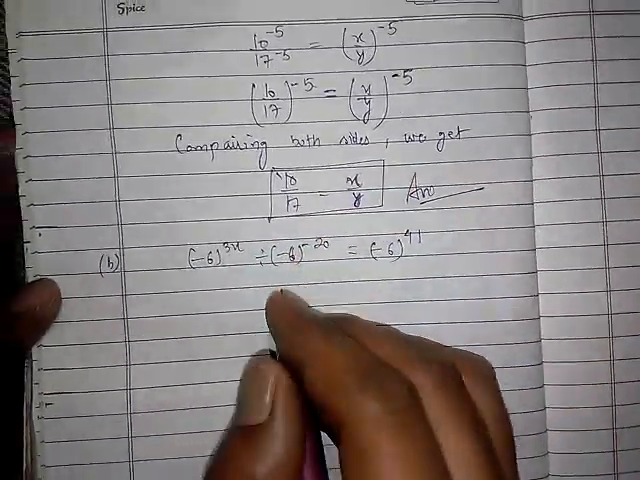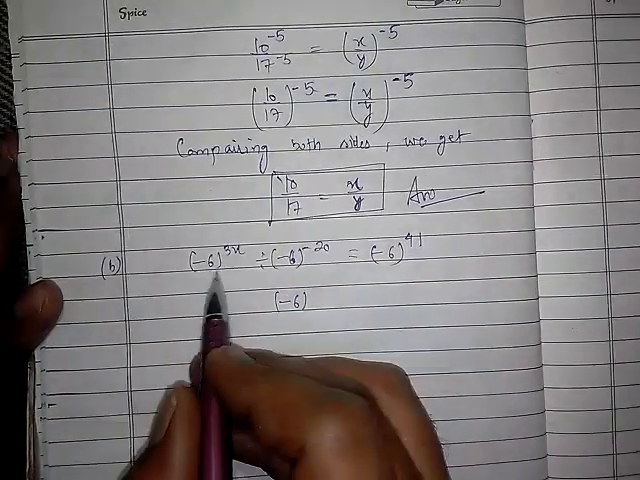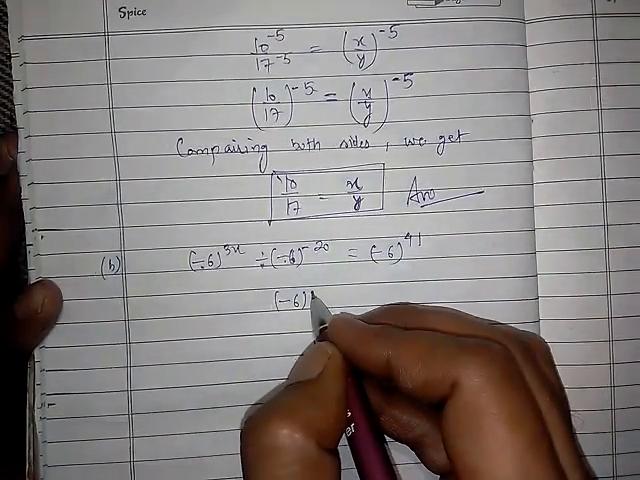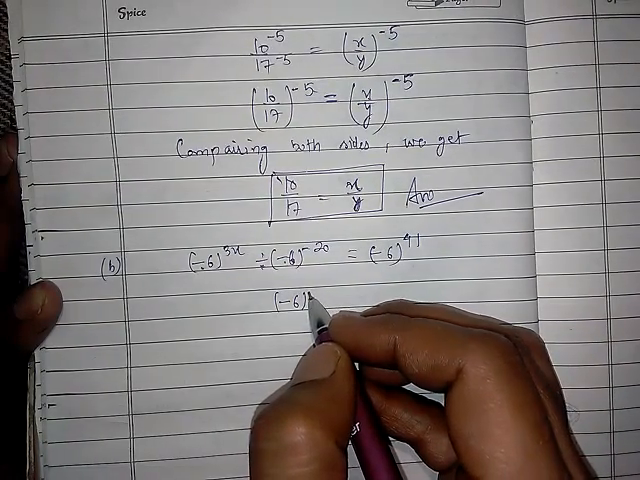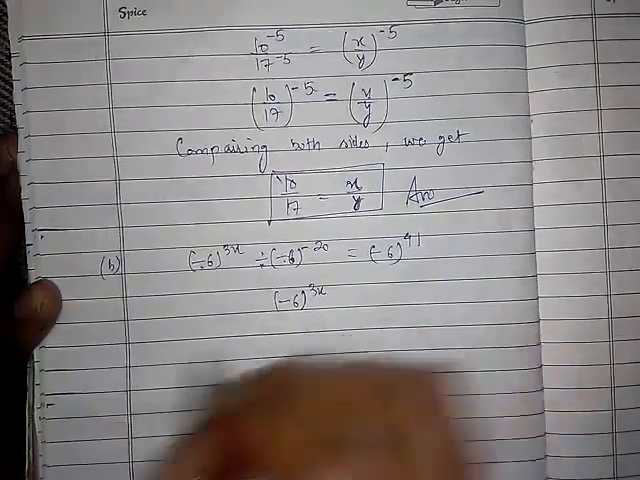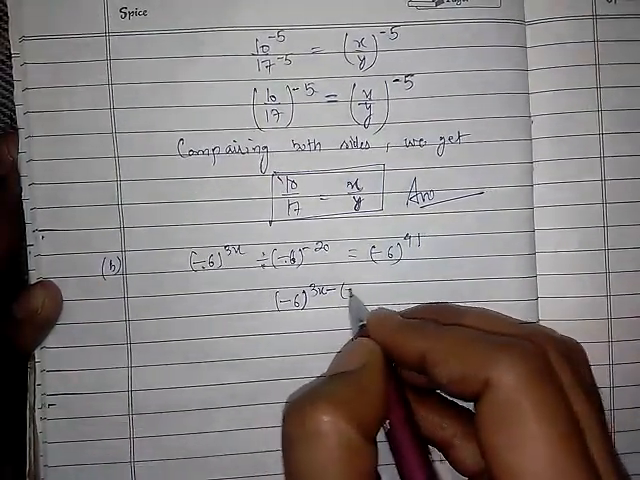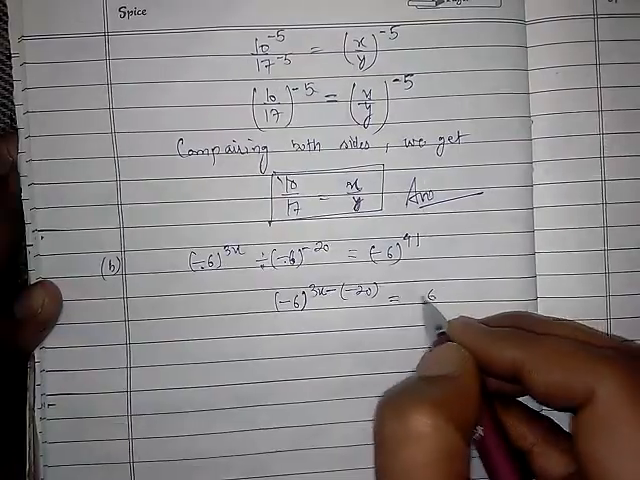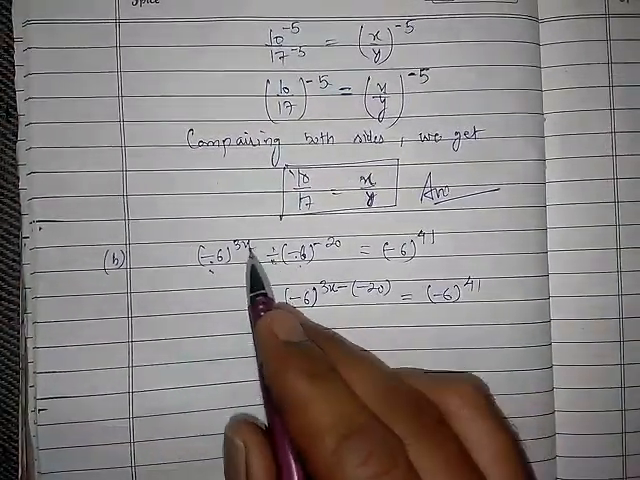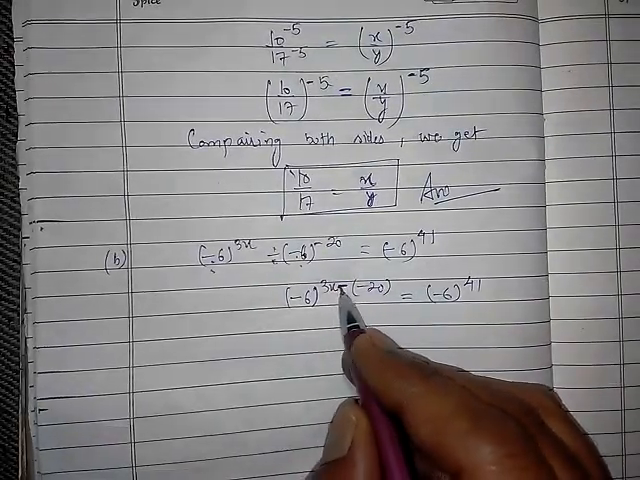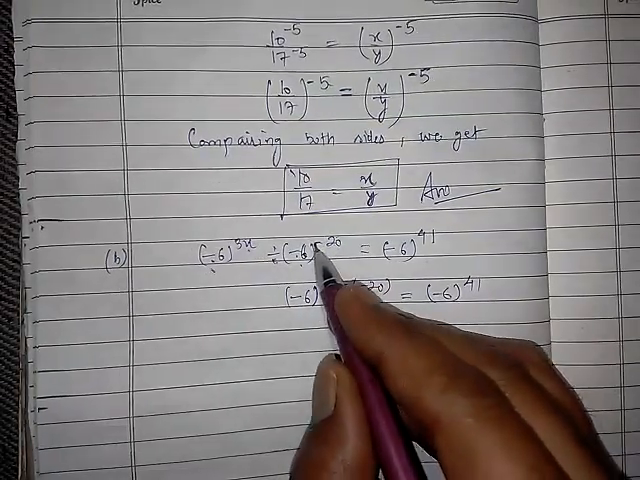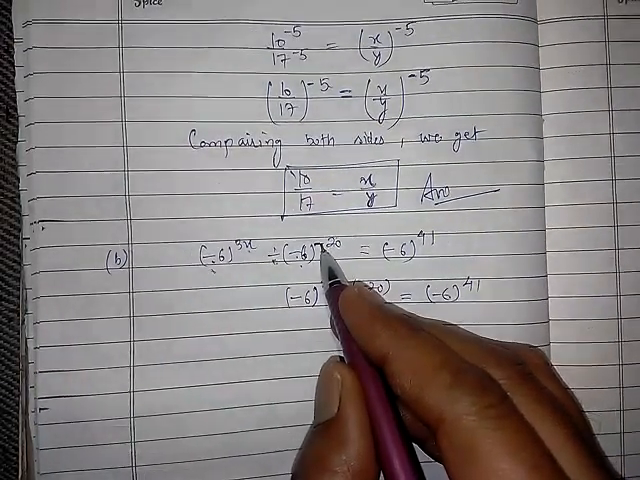Now let us apply the simple rules of the exponents. Minus 6 bases are same, they are in division, it means power will be divided, power will be subtracted. So 3x first power minus what is the second power, that is also minus 20. So you can see here bases are same, they are in division, power will be subtracted. So for subtraction you have put here negative sign. First power is 3x, second power is minus 20, along with the sign beta you have to take.